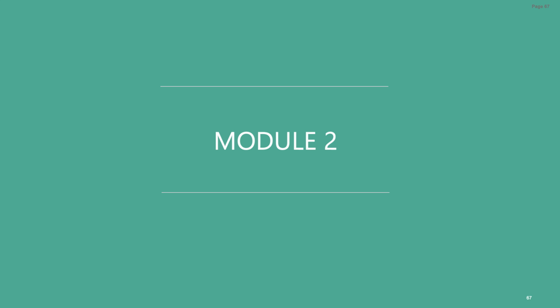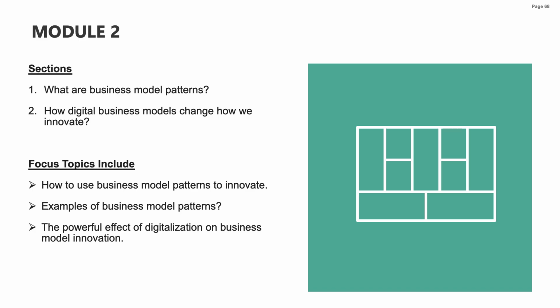Now that we've covered the basics of the business model canvas, we can move ahead and start looking at more advanced ways in which we can innovate. In this module, we're going to cover what business model patterns are and how digital models change how we innovate. In particular, we're going to focus on business model patterns as a form of innovation. They form a very easy way in which we can start to look across different industries, the business models they've used, and how we can adopt them to create new business models for ourselves.